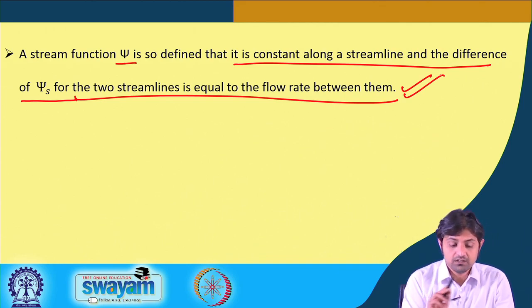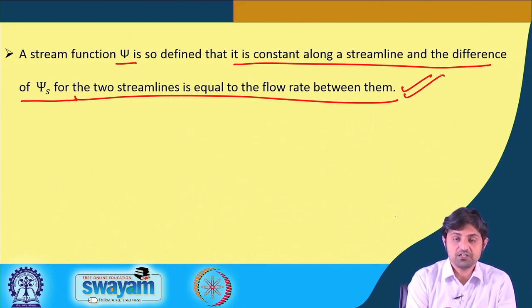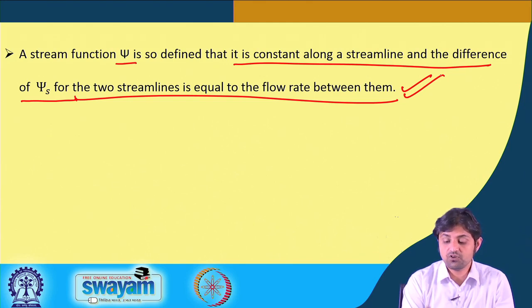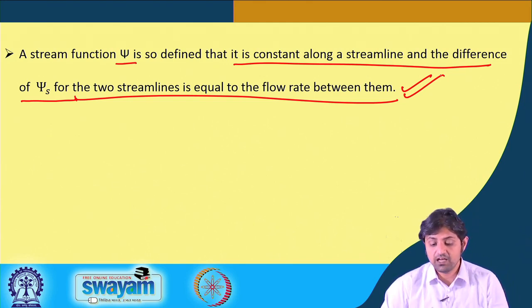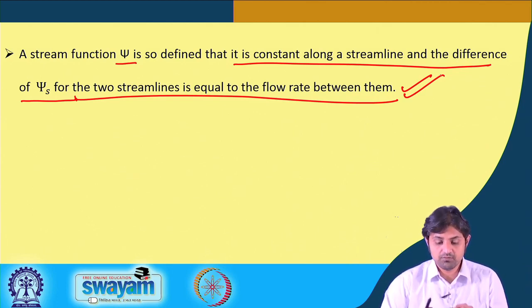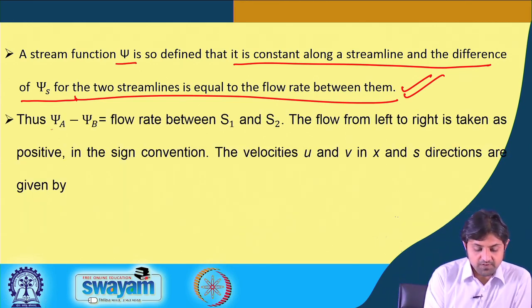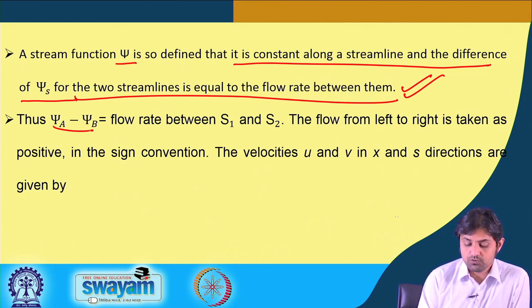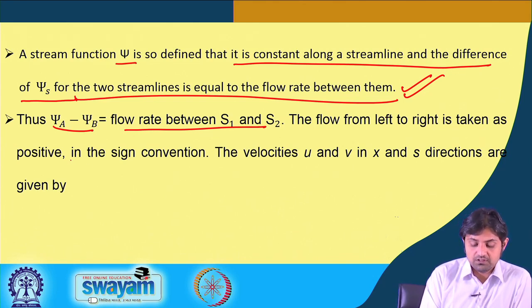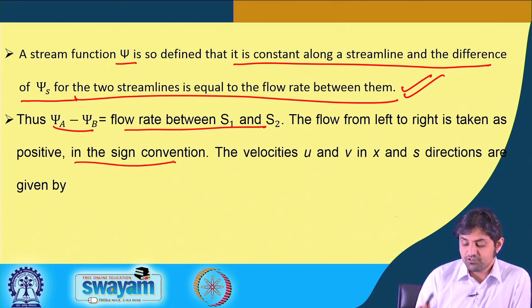as studied in your fluid mechanics class, the stream function phi is defined so that it is constant along the streamline, and the difference of the stream functions for the two streamlines A and B is equal to the flow rate between them. Thus, phi A minus phi B is equal to the flow rate between S1 and S2. The flow from left to right is taken as positive in the sign convention. So this is what we assume: if the flow is from left to right, it is positive.